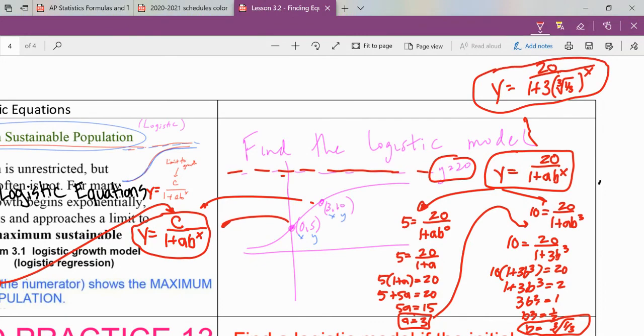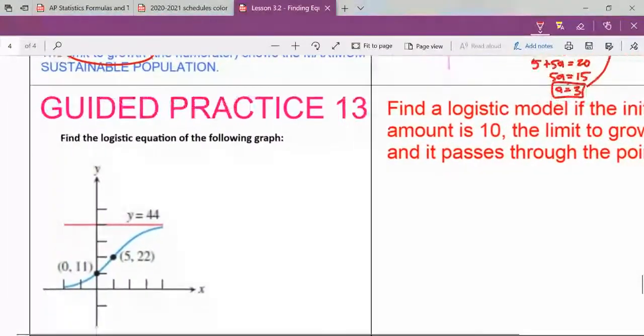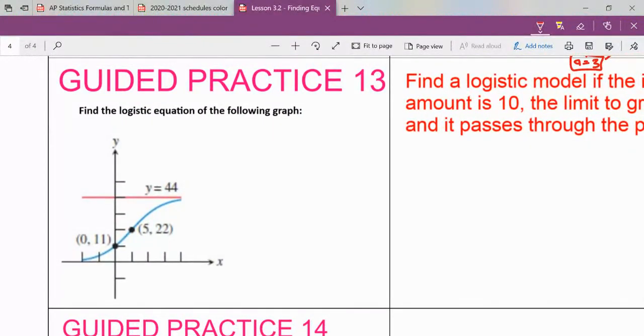Probably need a little more practice with that, so let's do that. All right, so we've got another one here. We've got two coordinates on a logistic model. Again, here's our limit to growth. The maximum value there is 44. So when I write that equation, I can just start with that: y equals 44 on the top, 1 plus ab to the x. And then just use each of these coordinates to create an equation. So I'll use that first one.